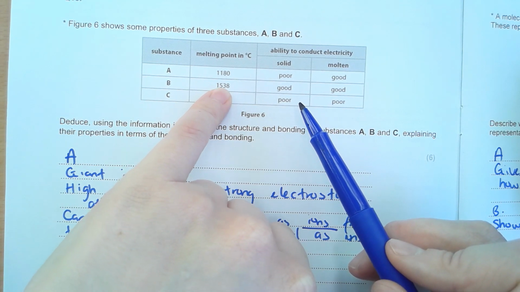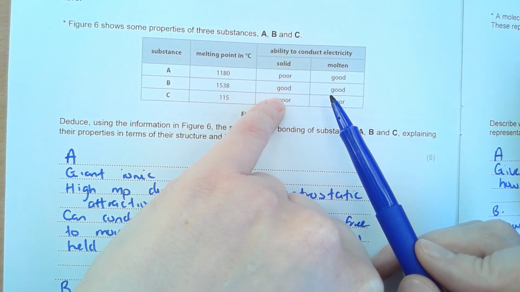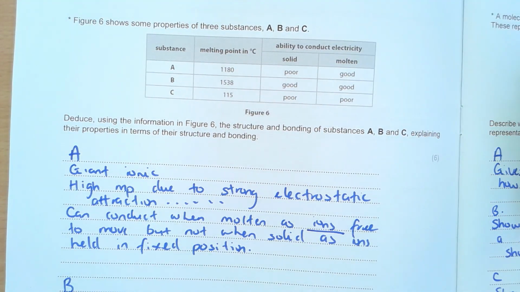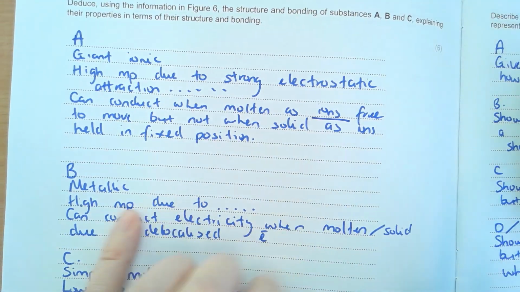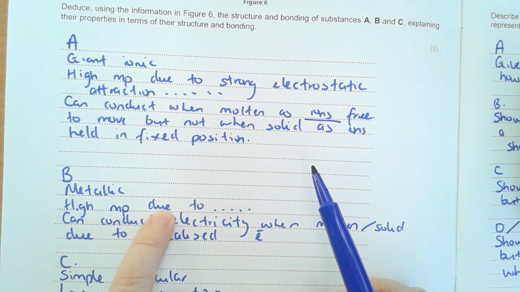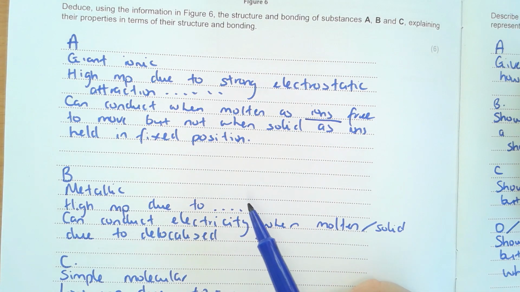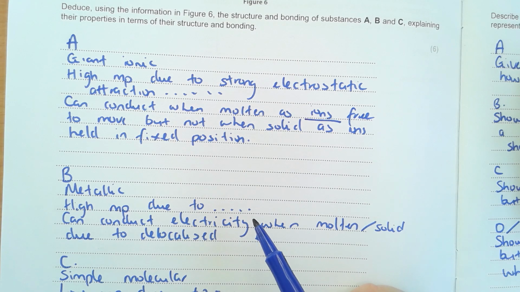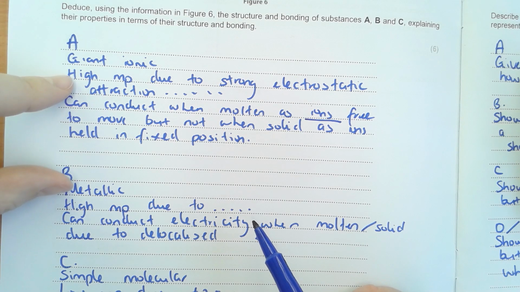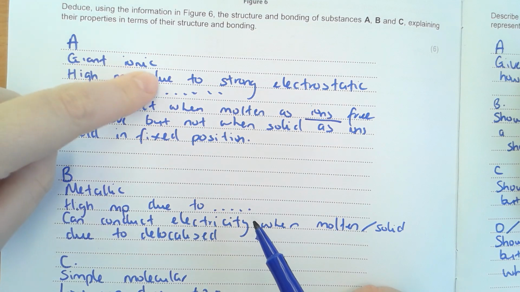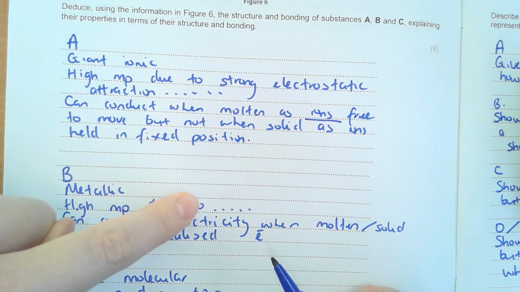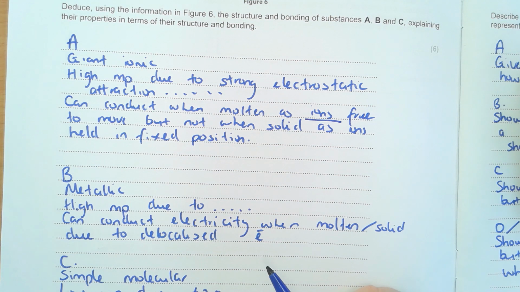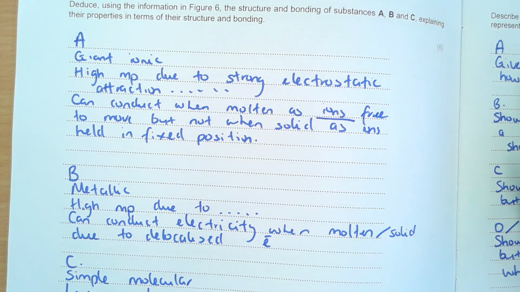The next one, you can see it still has a high melting point, but this time it conducts when solid and when it's molten. So this one is going to be metallic. I know it's metallic because it's got a high melting point due to the strong electrostatic attraction between positive ions and delocalized electrons. So these 2 answers are similar but slightly different. This one between oppositely charged ions, this one between positive ions and delocalized electrons. And the reason it can conduct in solid and molten form is due to the delocalized electrons.